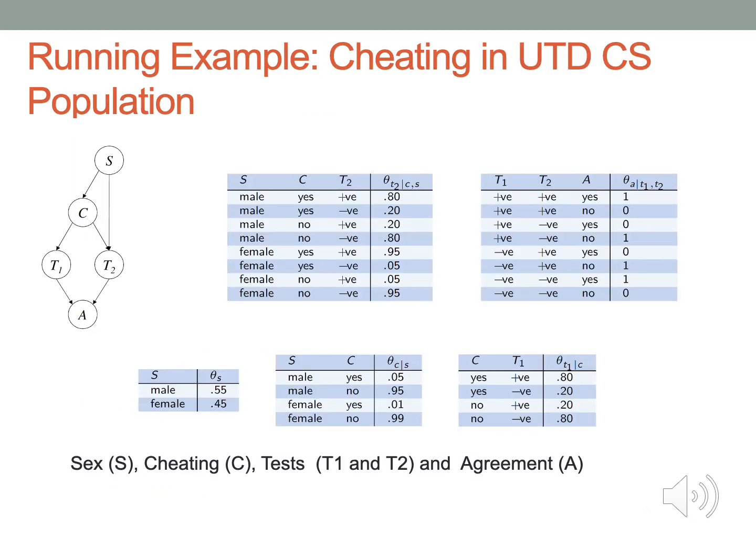This slide shows the running example that we will use to illustrate the definitions of MPE and MAP tasks. We'll also use this example to demonstrate algorithms for solving MAP as well as MPE. On the slide, we are given a Bayesian network that describes our prior or background knowledge about cheating at exams in the UTD CS population. Specifically, let's say in the machine learning course.